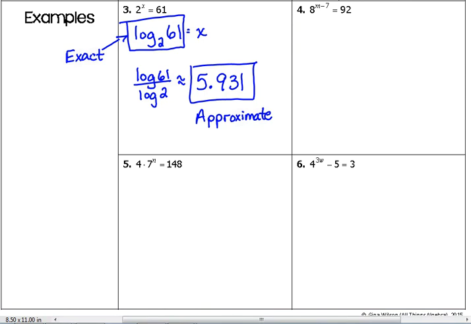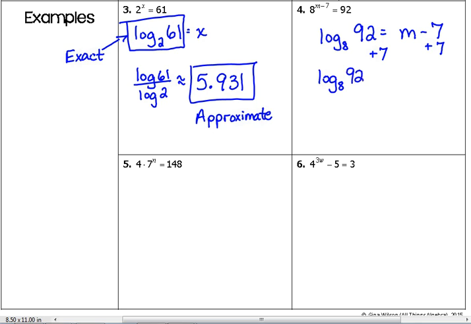Okay, let's keep going. Number 4, 8 to the m minus 7 is equal to 92. Again, that exponential is already isolated. The variable is stuck in the exponent, so the only way to get it out is to write it in log form. The base of the exponential is the base of the logarithm, so log base 8 of 92 is equal to m minus 7. The variable is not by itself this time, so we need to add 7 to both sides to fix that.